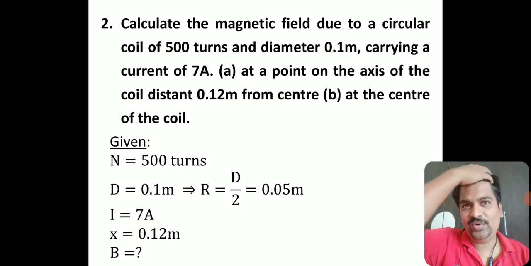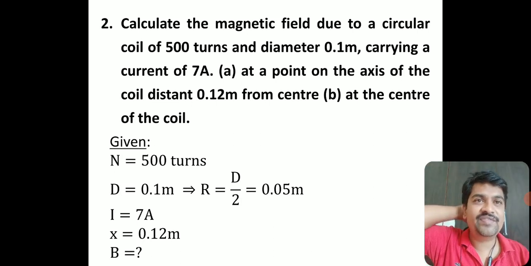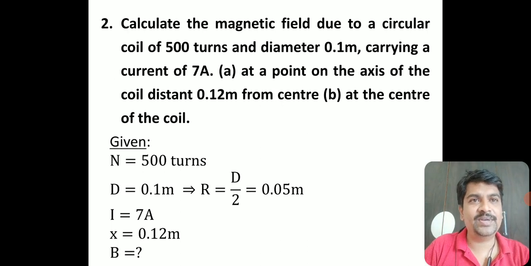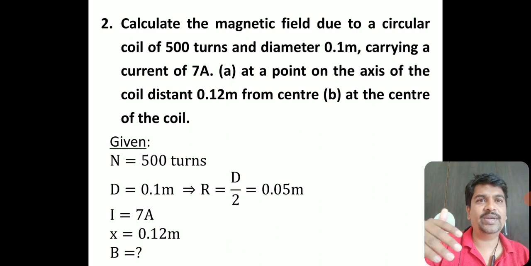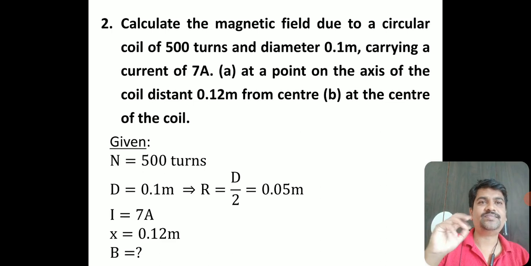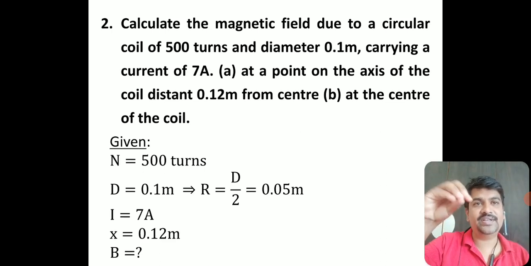Calculate the magnetic field due to a circular coil of 500 turns and diameter 0.1 meter carrying a current of 7 amperes. A. At the point on the axis of the coil, distance 0.12 meter from the center. B. At the center of the coil. You need to calculate the magnetic field in two different cases. 1A is at a distance of 0.12 meter from the center of the coil. B, you need to find the same magnetic field at the center of the coil.